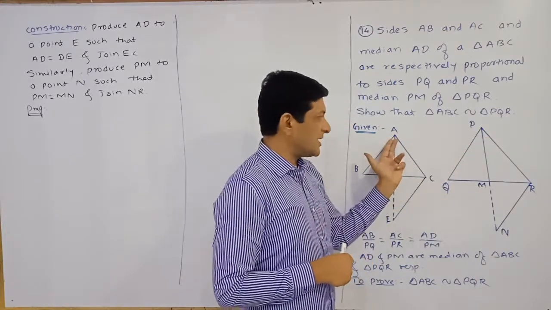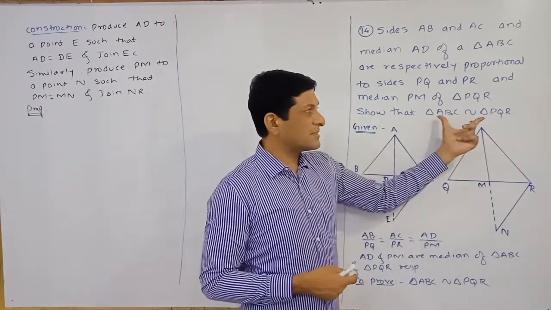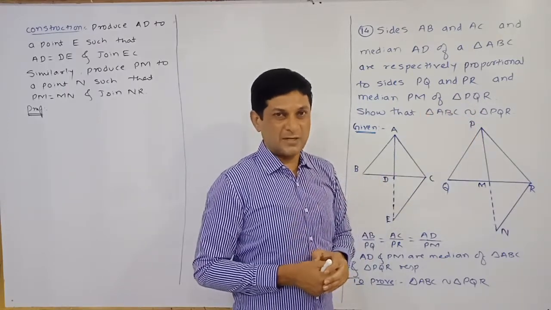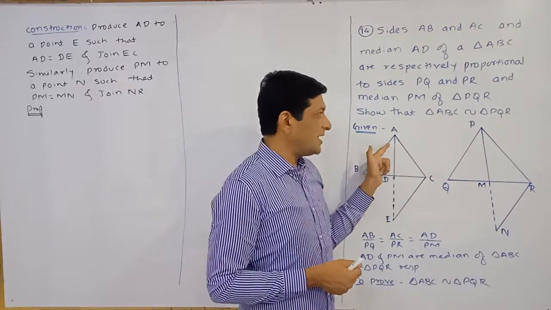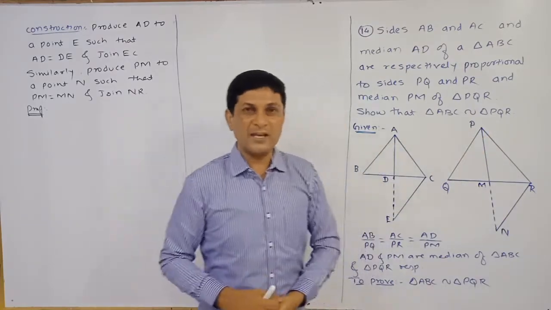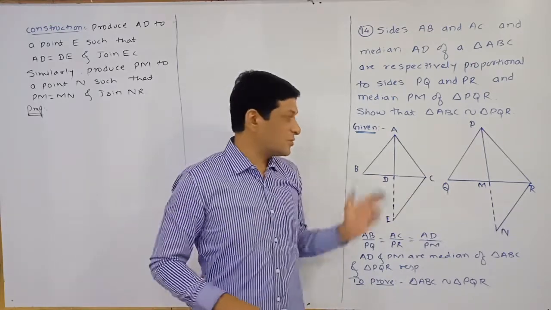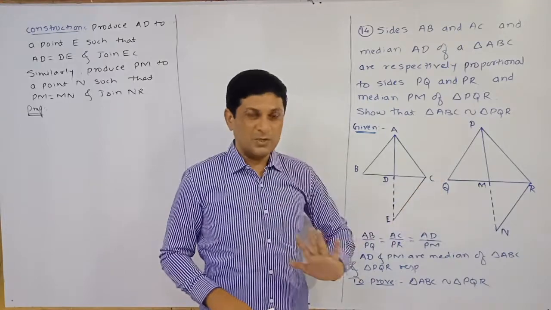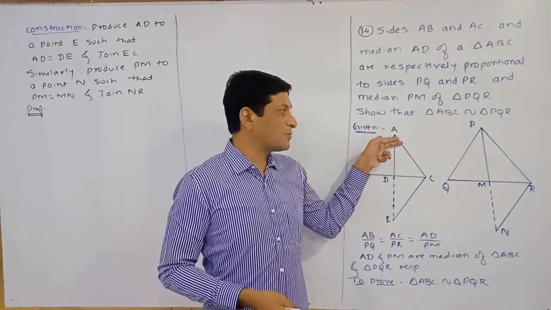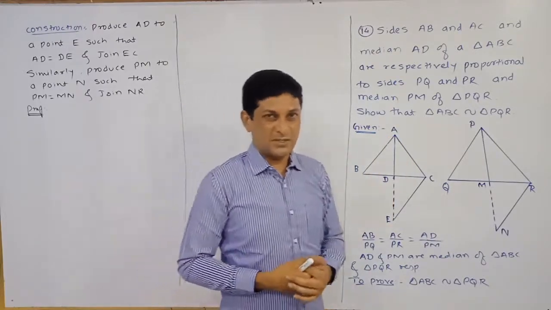If we are able to show that angle A is equal to angle P, then we can say that by SAS criterion these two triangles are similar. Now we are trying to show that this angle A is equal to angle P, so that the triangles become similar by AAA criterion. In the last example, we very easily showed that angle B is equal to angle Q. Here also, but we have to take some effort to show that these two angles are equal.